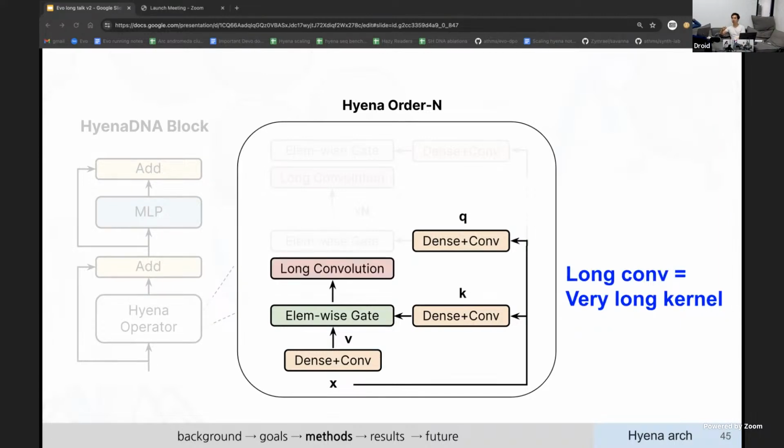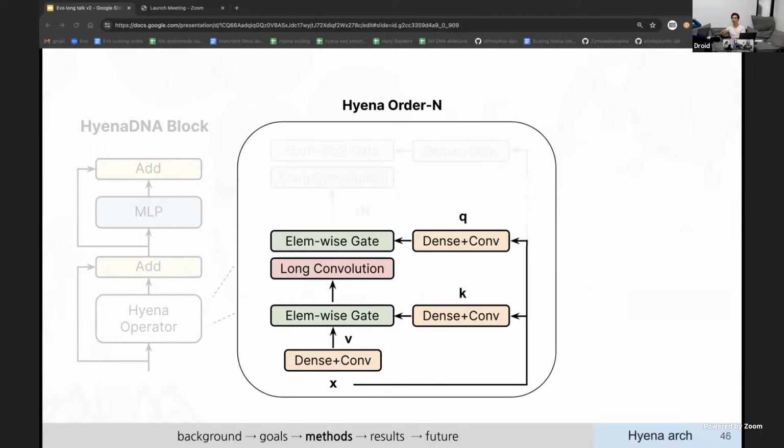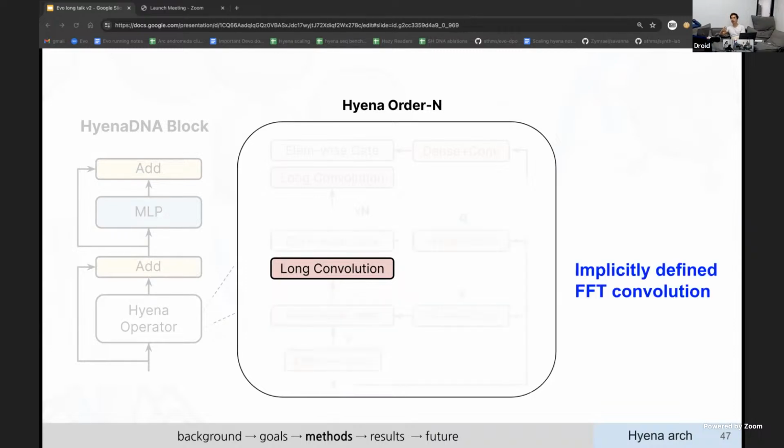And so what's a long convolution? It's like a regular convolution, except the kernel is very long or global. It's the same length as the input, in contrast to the typical convolutions you think of, which are usually short or local range. We take that output and pass it through one more gate. And in large part, that is the Hyena operator.